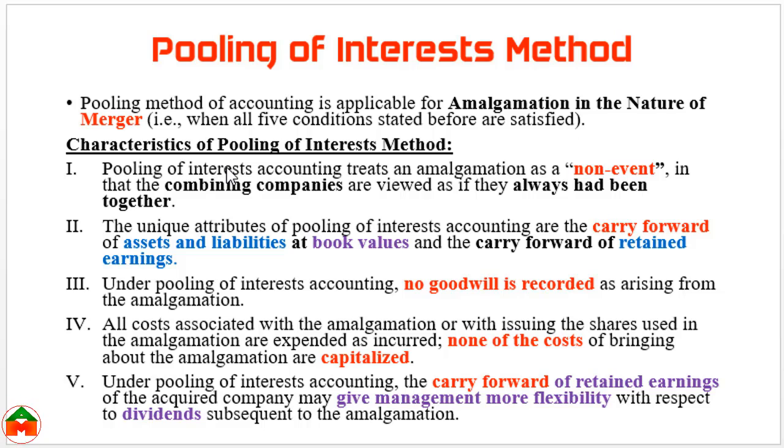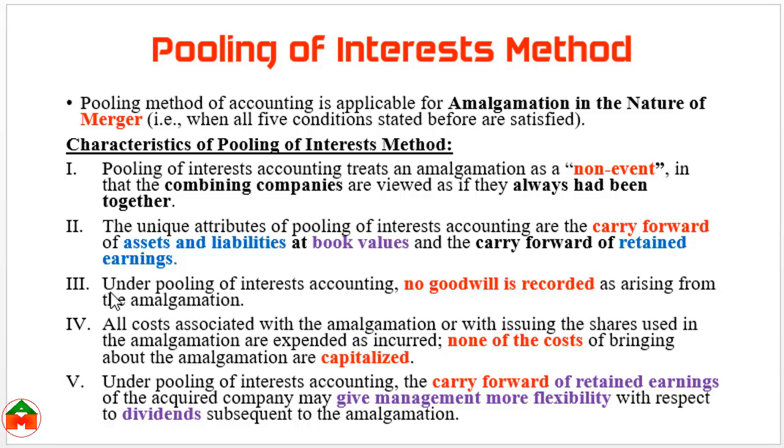However, in this slide, we are going to learn the characteristics of the pooling of interest method. Under this method, the amalgamation is considered a non-event. That means the combining companies are viewed as if they always had been together. Second, all the assets and liabilities are carried forward at book values, and we also carry forward the retained earnings.